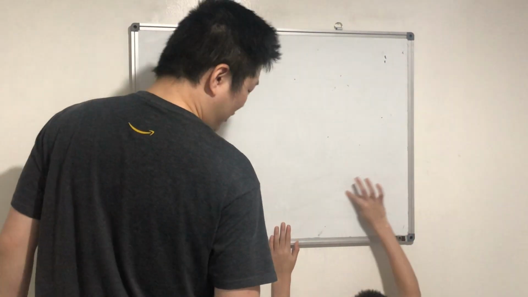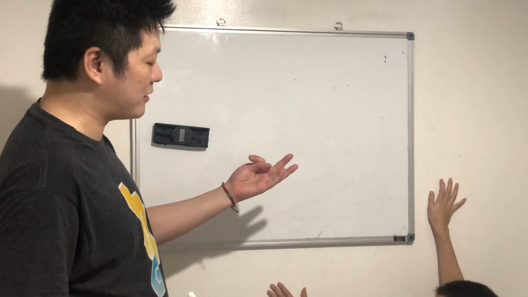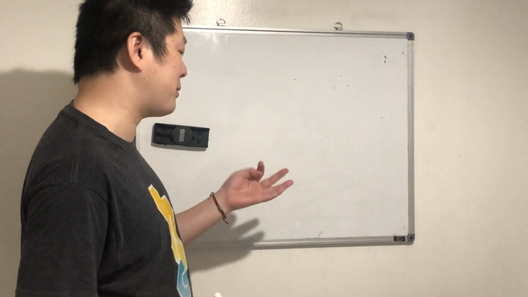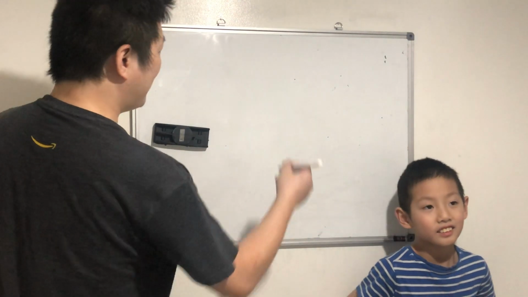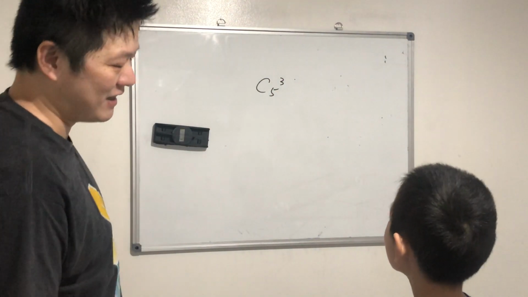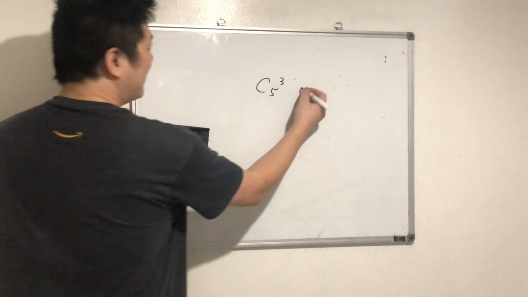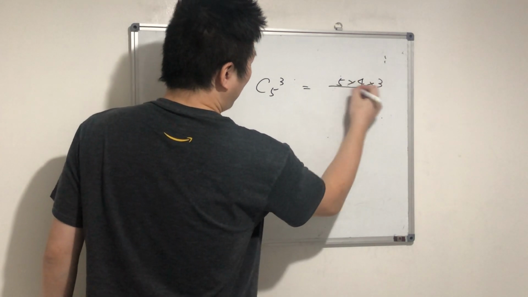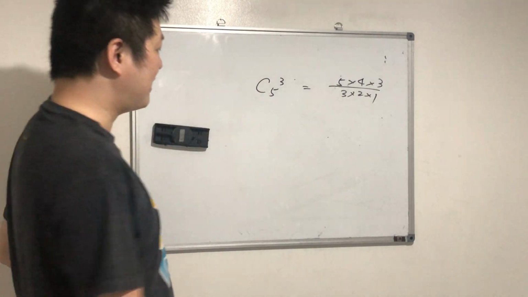Do you still remember combination? How many ways of picking 3 apples out of 5? So what's this number? Is it C(5,3)? Picking 3 out of 5, without order. What does it equal? It equals 5 times 4 times 3 divided by 3 times 2 times 1.